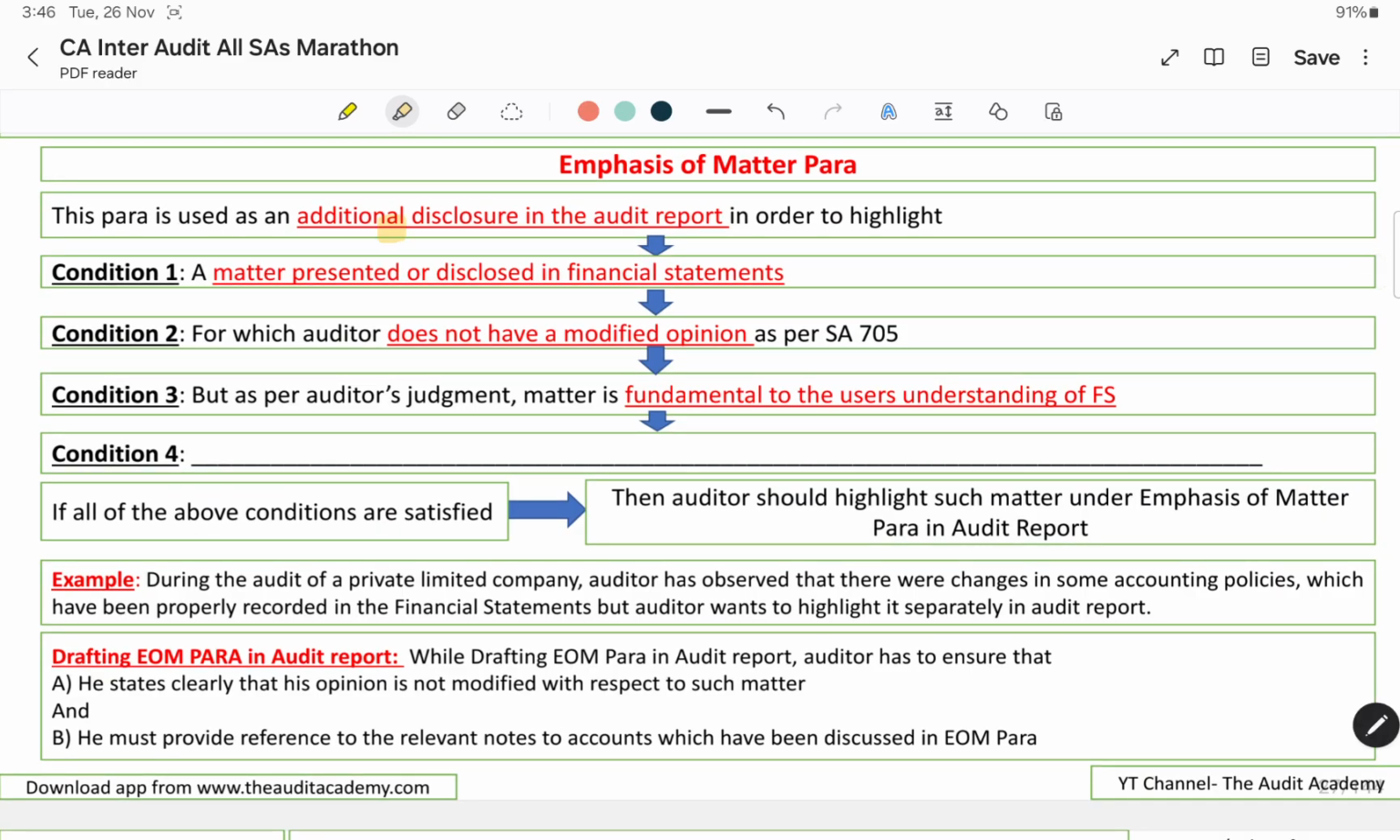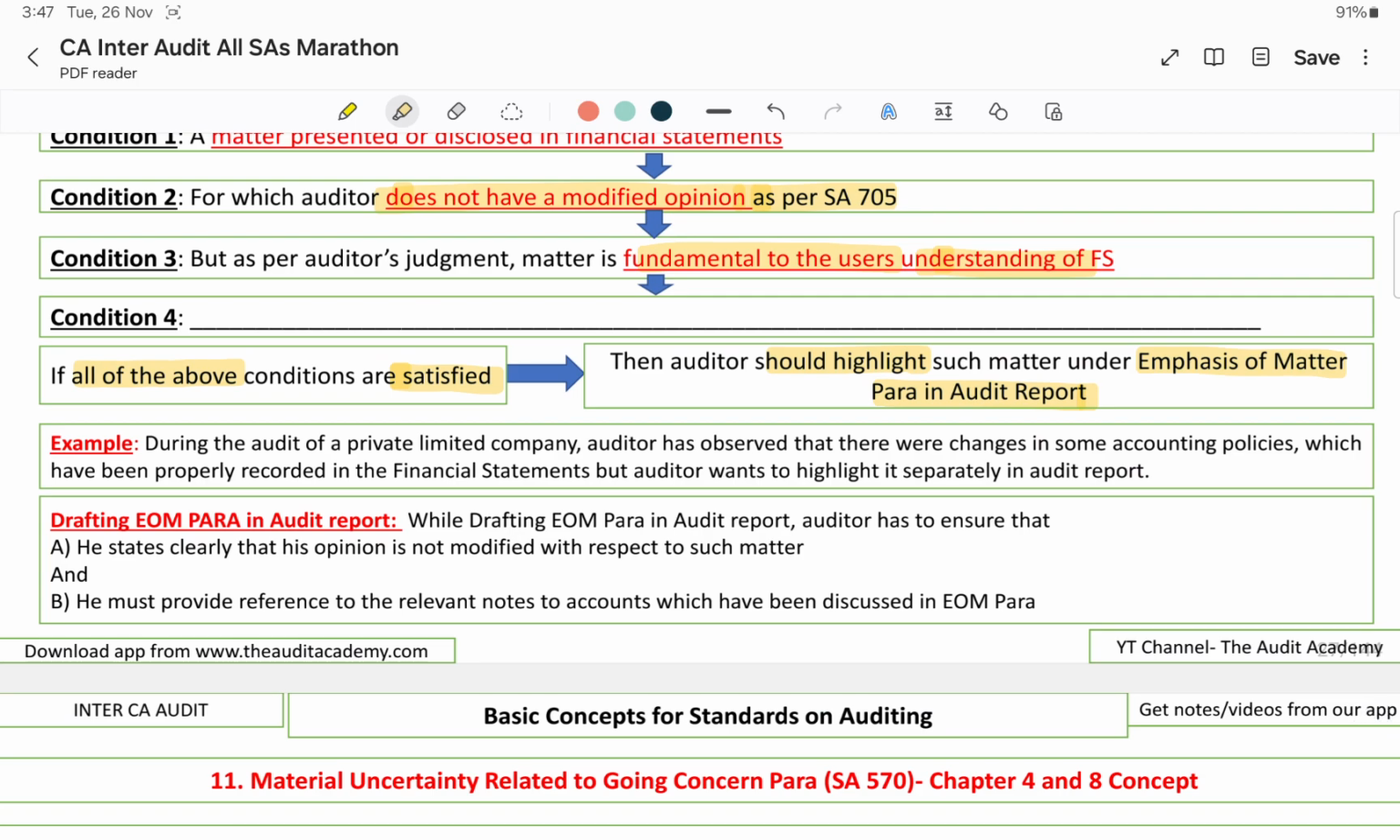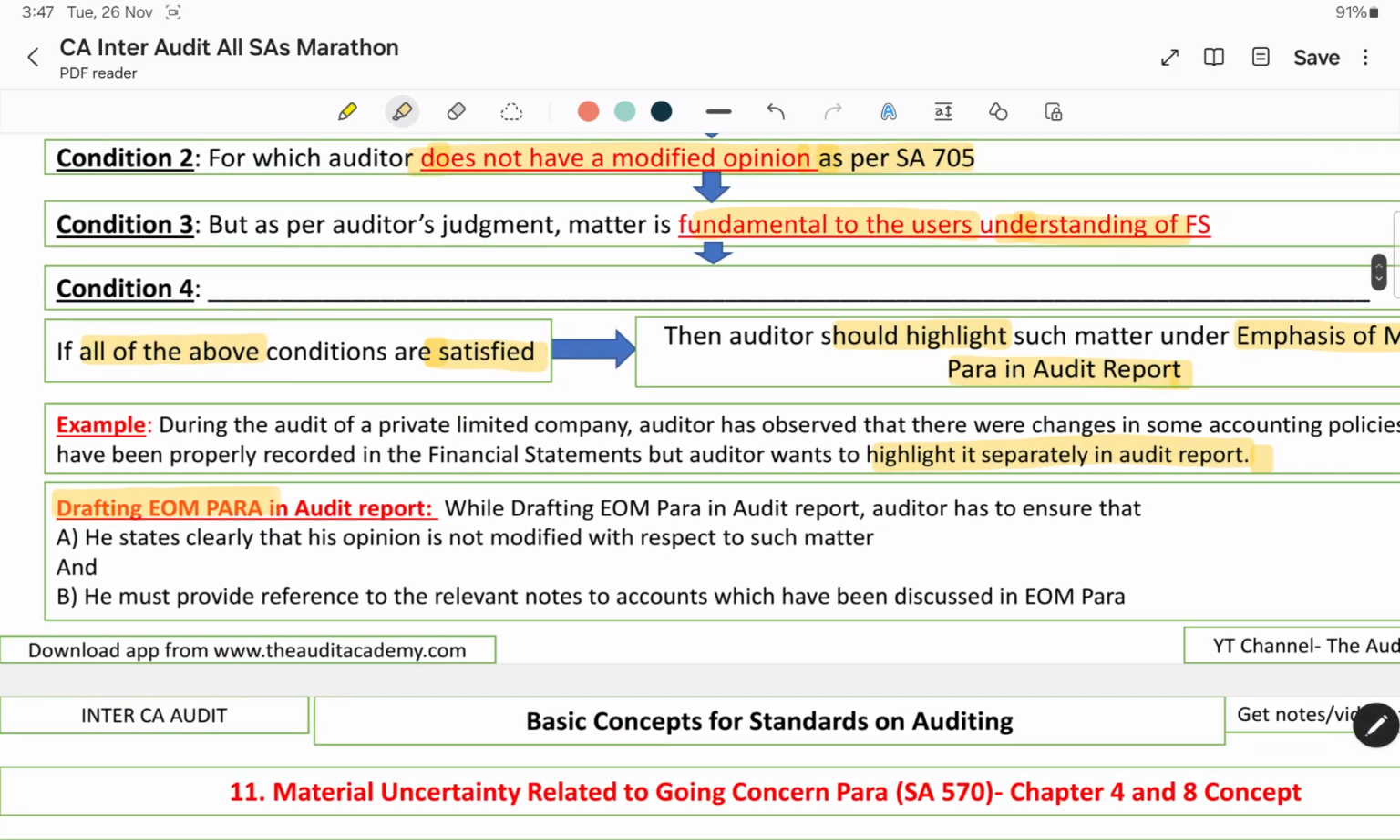This paragraph is used as an additional disclosure in the audit report in order to highlight a matter presented or disclosed in a financial statement, for which the auditor does not have a modified opinion as per 705, but in the auditor's judgment the matter is fundamental to the users' understanding of the financial statement. If all of the above conditions are satisfied, then the auditor should highlight such matters under the emphasis of matter paragraph in the audit report. For example, during the audit of a private limited company, the auditor has observed that there were changes in some accounting policies which have been properly recorded in the financial statement, but the auditor wants to highlight it separately in the audit report.